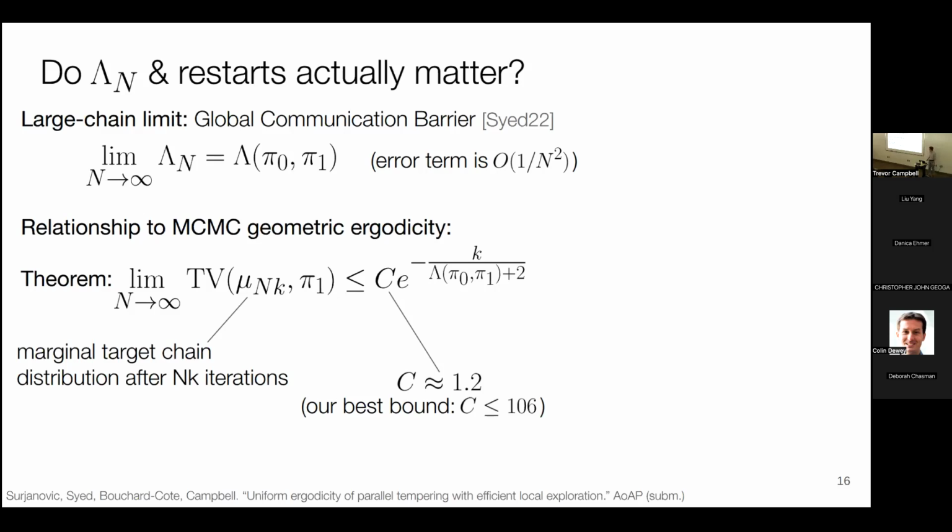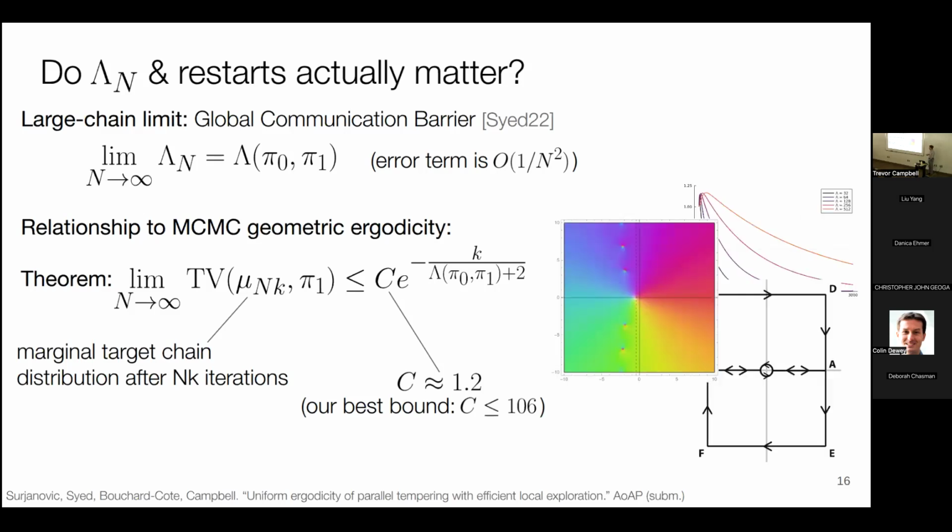All right. Okay, so forget the constant. The important thing is this rate. It's e to the minus k, that's the number of iterations, divided by lambda. There's that global communication barrier. So what this tells you is that the restart rate, the GCB, and the rate of ergodicity, the rate of total variation convergence are all linked to each other.